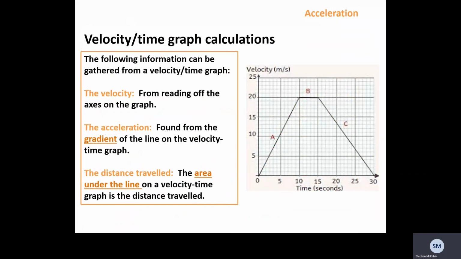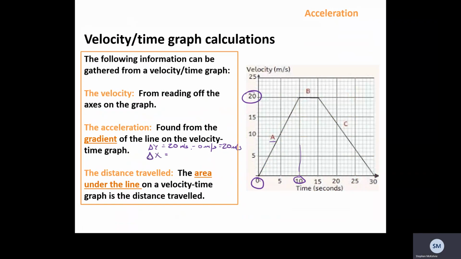So let's find the difference in y here. For section A, the object was going at 20 meters per second after 10 seconds of time. It started off at 0 meters per second. Delta y, 20 meters per second minus 0 meters per second, equals 20 meters per second.